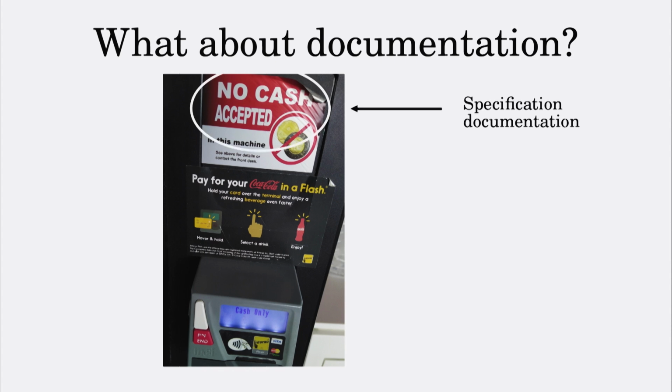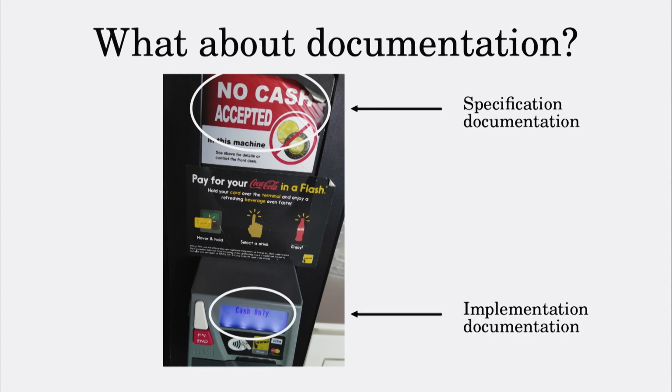At the top we have the specification documentation, which is very clear. It says no cache accepted. And then at the bottom we have the implementation documentation that says cache only. And then the question is, which one of these is correct? It's like, well, that's the implementation. That's the thing that actually takes the money. That has to be the thing that's correct. And it's not. It's the one at the top. That's the correct thing. And this is about the state of documentation that you can expect.